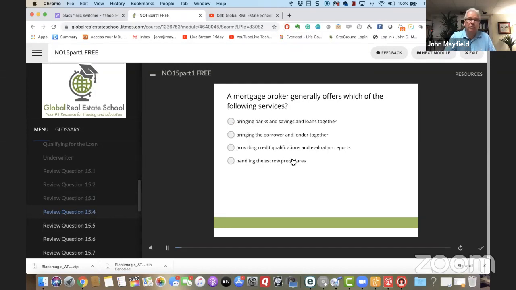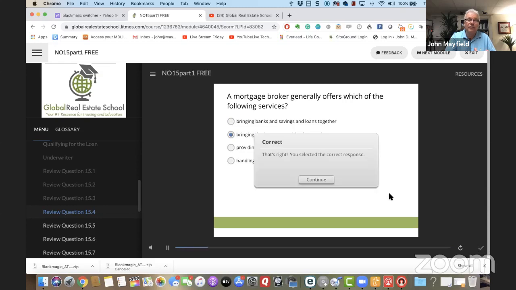So short-term commercial loans. A mortgage broker generally offers which of the following services? Well, remember, it's bringing the borrower and the lender together. So I'm looking at those because remember, it's a mortgage broker. I think that's the right answer.